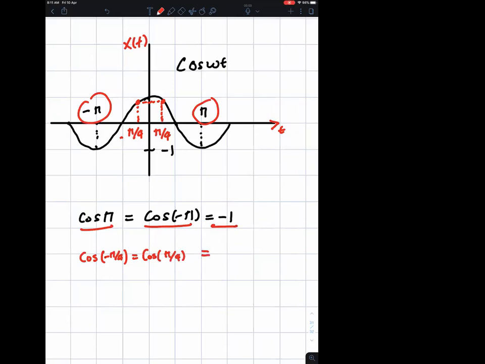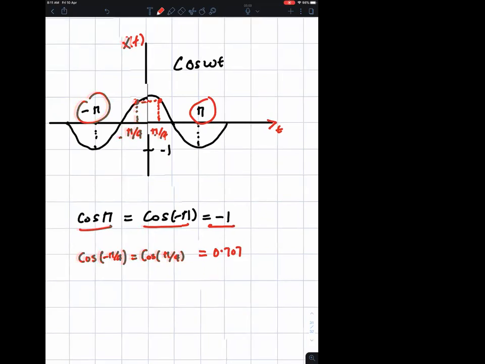That's going to be how much? Cosine 45 degrees. 0.707, is it? 0.707, sir. Okay, thank you. So that's examples about even function.